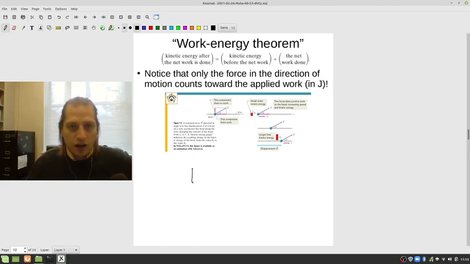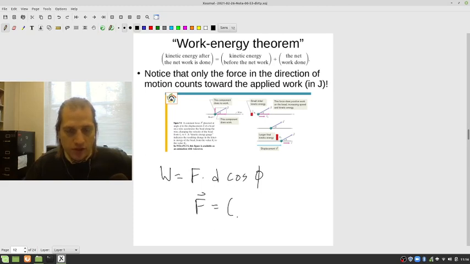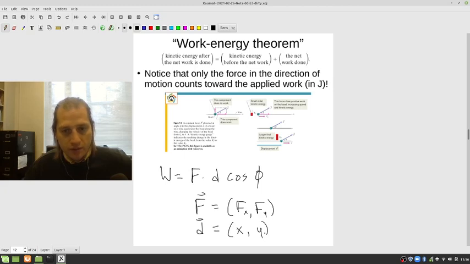So that's why we say the work is the force times the distance times the cosine of the theta between the force and the distance that it's gone. Another way to calculate this is if you have your force written as a vector. So for instance, let's say that it's in the xy plane, fx, fy, and you have your displacement written as a vector of x displacement, y displacement.